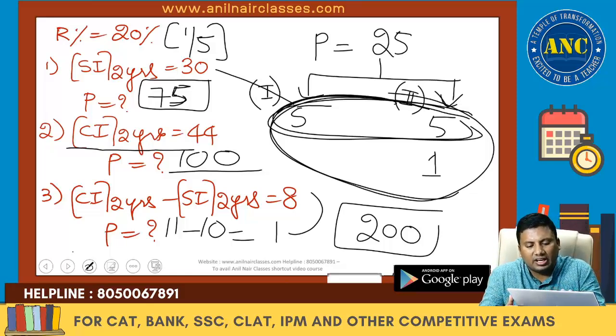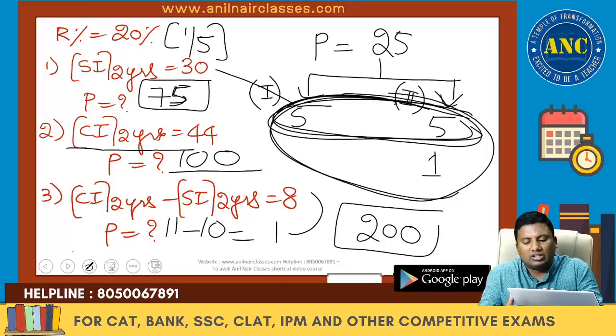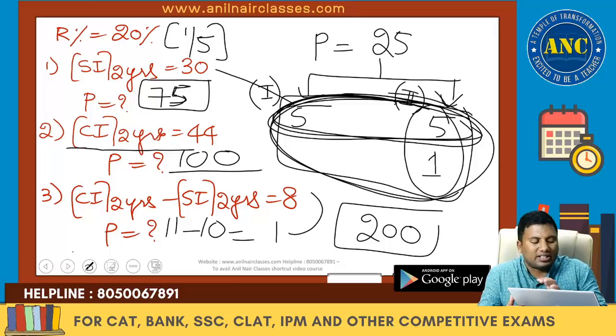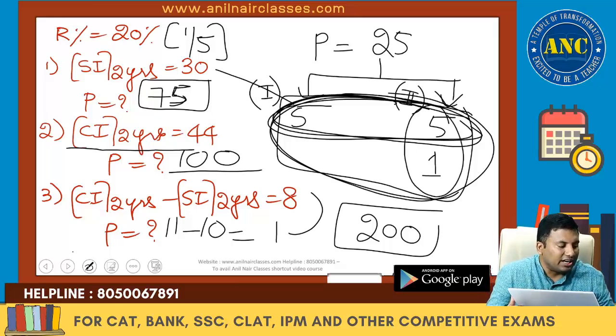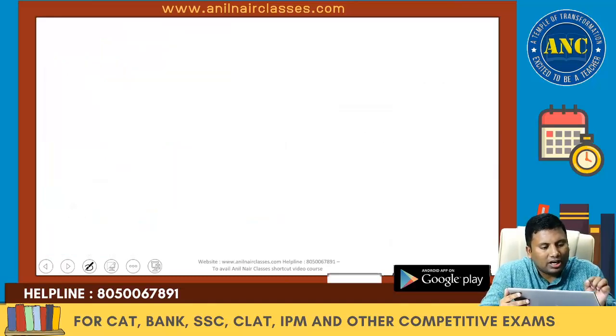This is SI for 2 years. This is total CI for 2 years. This is CI for the second year. Next one. Another one.